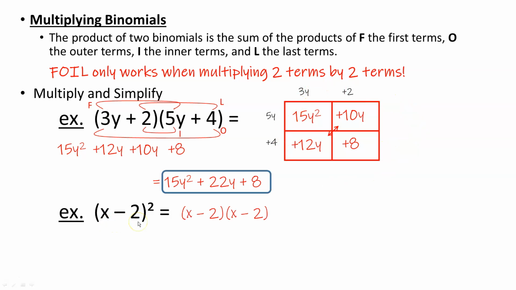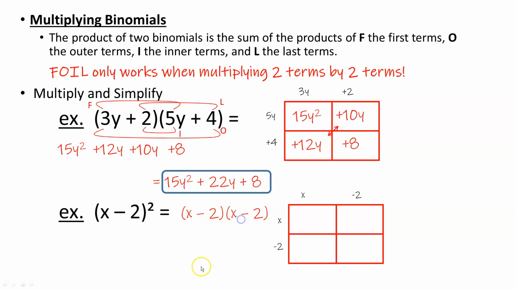So on this one, it's x minus 2 times itself. That's what the 2 means. And we're just going to do this by box method again because I like box method and I think FOIL gets a little confusing. So we're going to have a 2 by 2 box. We're going to fill in the top and the side with x minus 2, and then fill in our blanks. So x times x is x squared, negative 2 times x is negative 2x, negative 2 times negative 2 is positive 4.